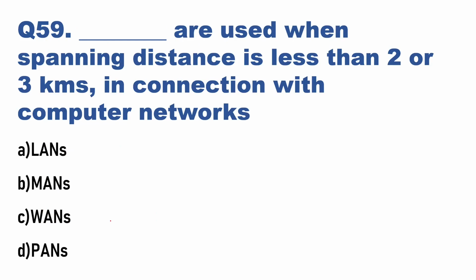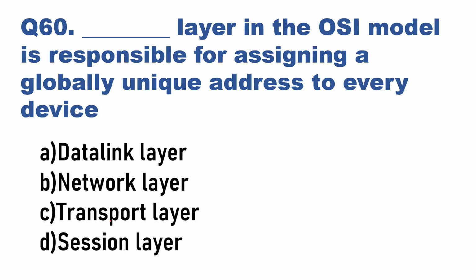Dash are used when the spanning distance is less than 2 or 3 kilometers in connection with computer networks. So if you have a computer network and the geographical area covered by that network is around 2 or 3 kilometers, then it comes under the category of local area network, that is LANs. So option A will be the right answer here, LANs, that is local area networks. So here you can see option A is the right answer. Then we'll go to question number 60.